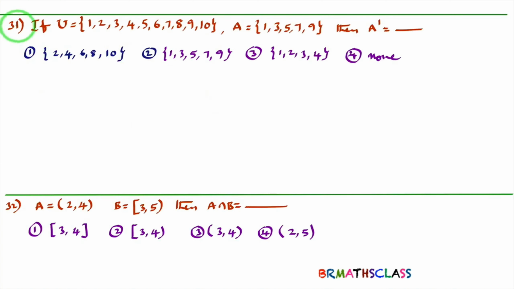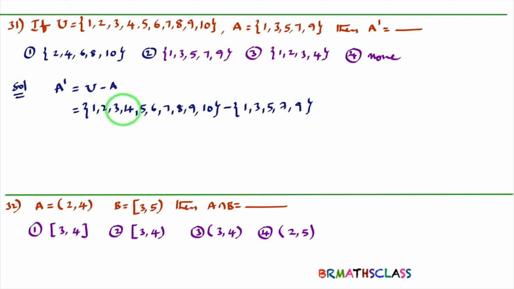Okay. So this question number 31. Universal set is given from 1 to 10. Set A is given as 1, 3, 5, 7, 9. Then they are asking to calculate A dash. It is simple only. What is the formula for A dash? The formula for A dash is universal set minus A.